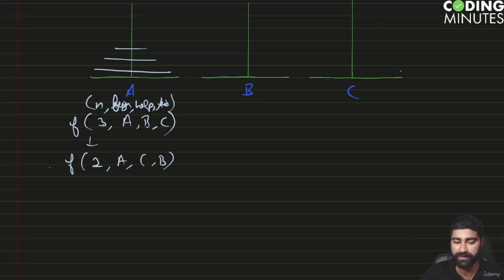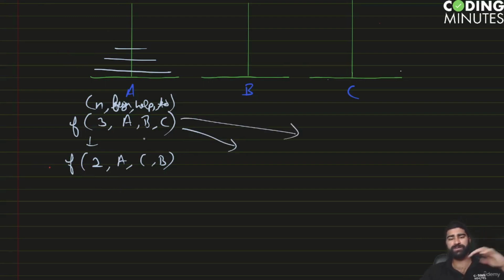Now this 3abc will call 2acb. That means somehow place these top 2 disks from a to b by using c, right? So don't get confused. Cool. Now let's say this function has been called, right? So what was the second step? And there was also a third step for this. Let's just wait. Firstly, this function will be called because we are calling the recursion to solve it.